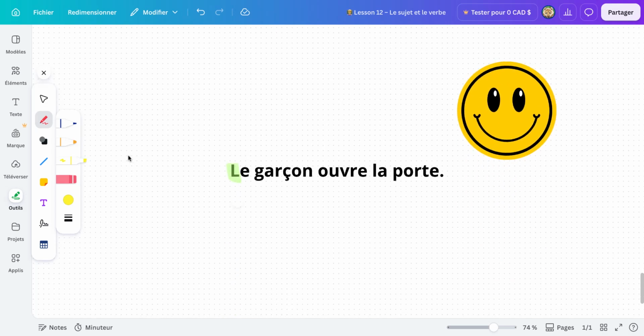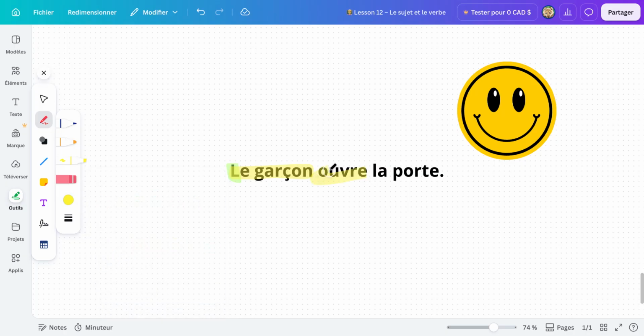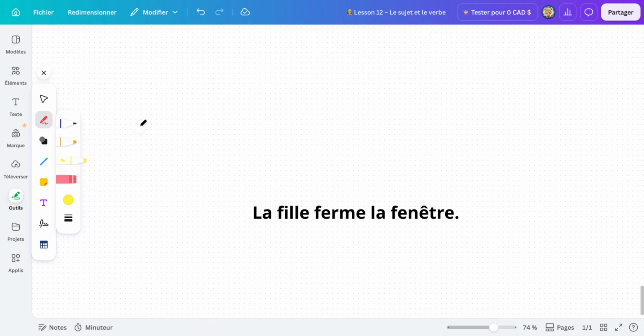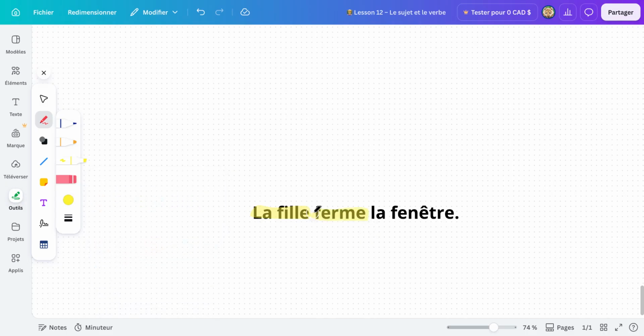Le garçon ouvre la porte. Le garçon is le sujet. And ouvre is le verbe ouvrir. Now let's go to the second thing. La fille ferme la fenêtre. That means la fille is le sujet. And ferme is le verbe fermer.